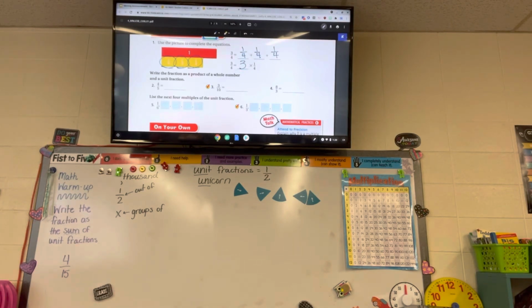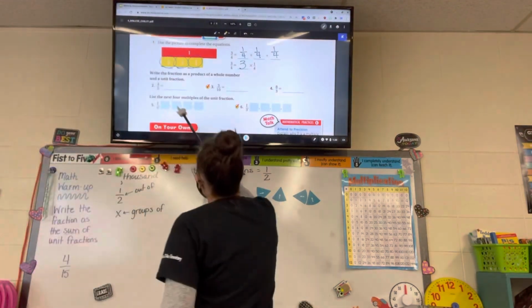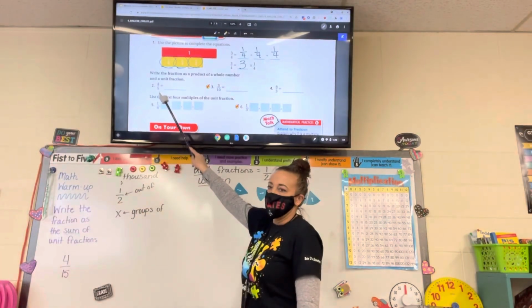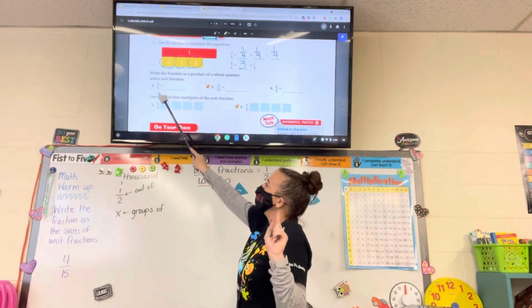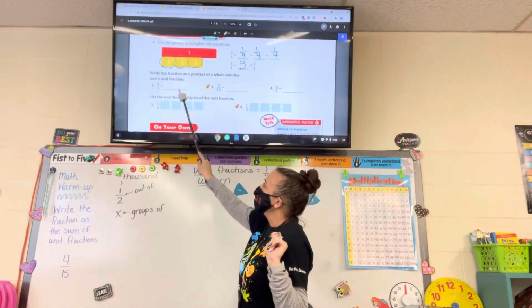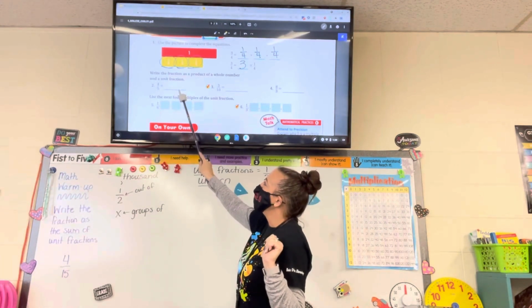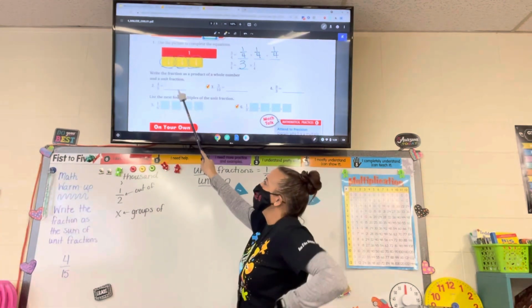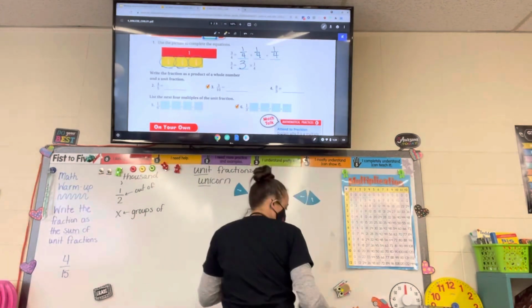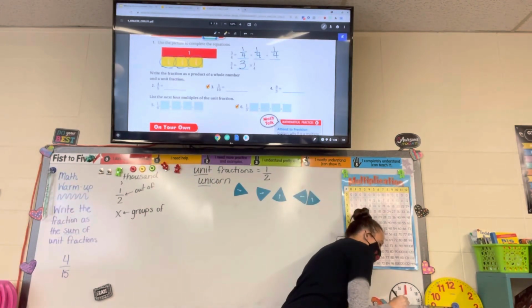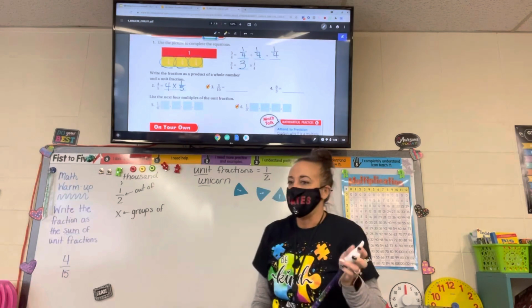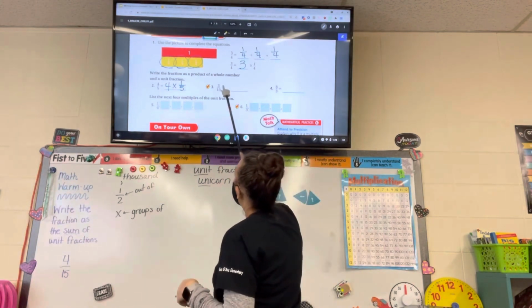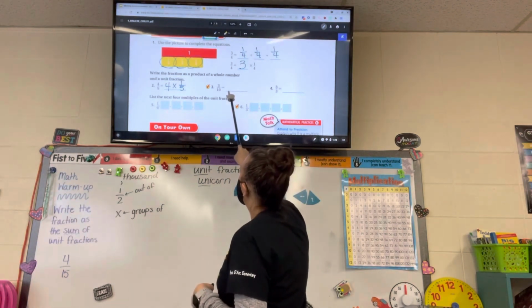Okay, so what is the unit fraction that would go with 4/5? Just one unit fraction. 1/5. And what whole number are we going to multiply times 1/5? 4. That's your answer. So your numerator becomes your whole number, and then your denominator stays the same, and your fraction has a 1 on top. Okay? What's your whole number going to be on number 3?